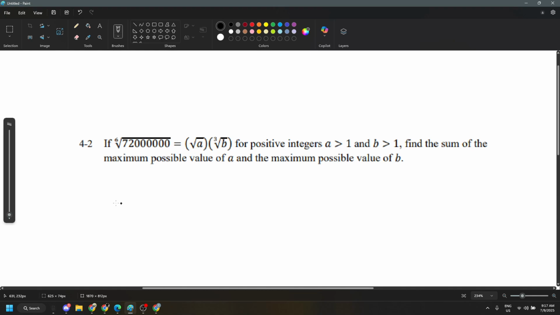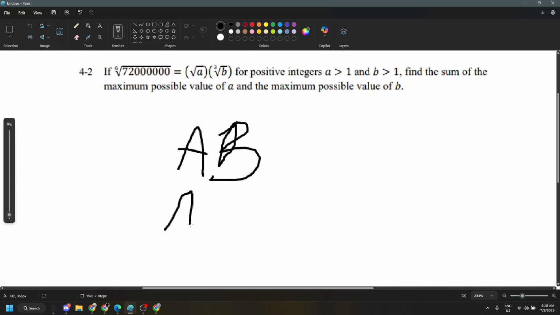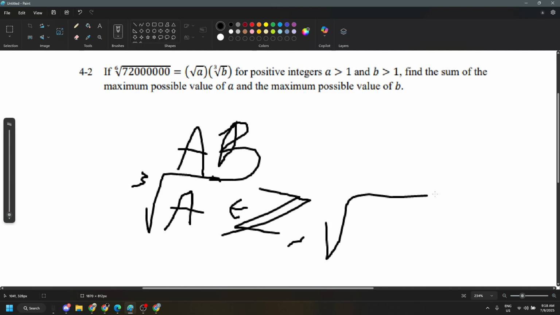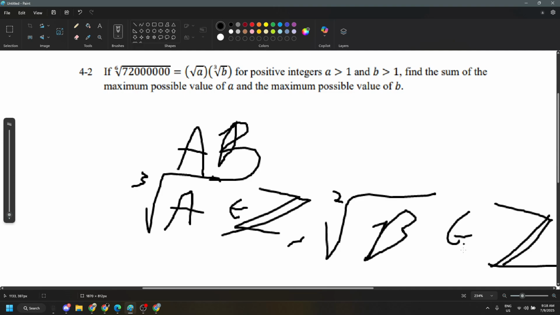Okay, so it's asking us to factor this into two numbers, capital A and capital B, where the cube root of A is an integer, and so is the square root of B. So A needs to be a cube number, B needs to be a square number.